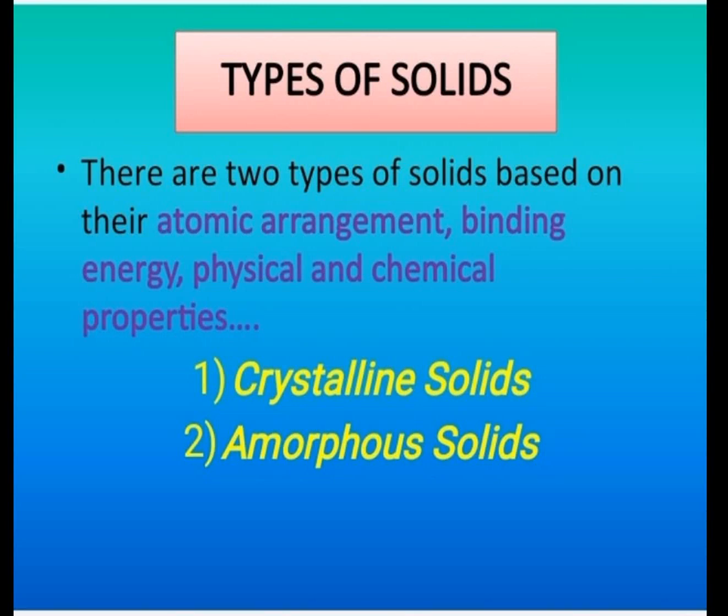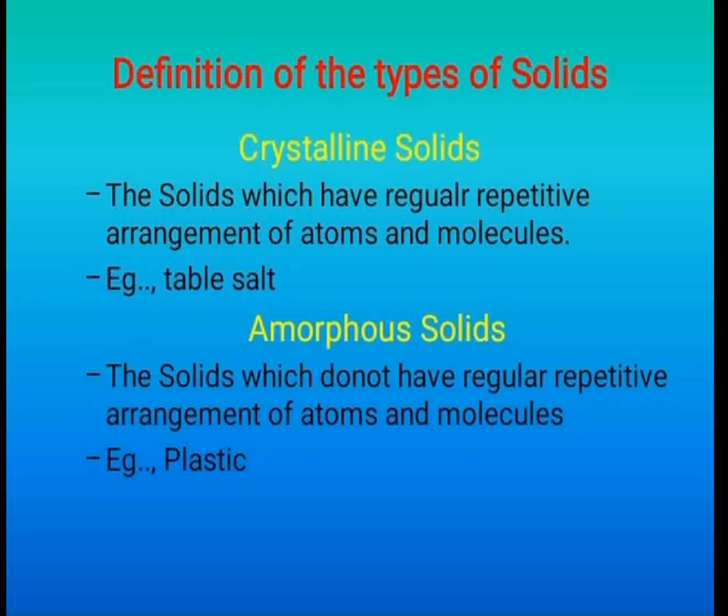Yes, you are absolutely right. There are two types of solids based on their atomic arrangement, binding energy, and physical and chemical properties. They are crystalline solids and amorphous solids. Let us now discuss the types of solids.